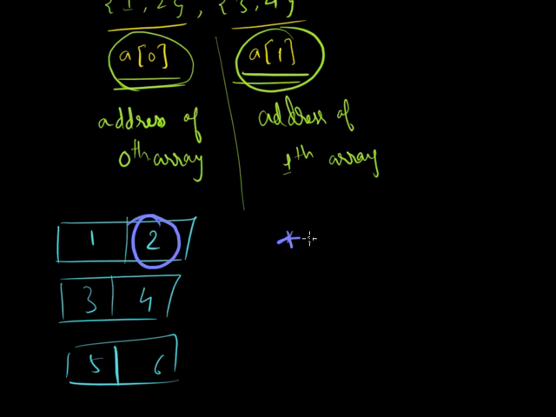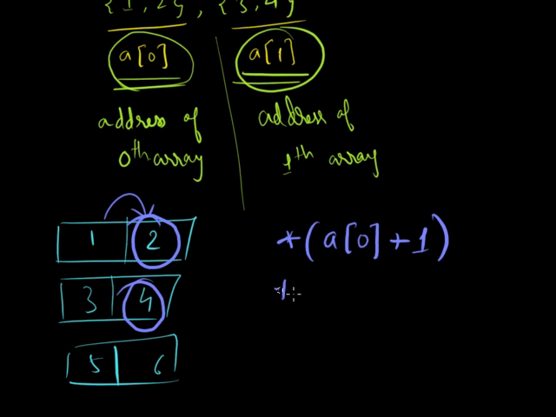So value of A0, that is the 0th row, and for the column we have to increment our pointer to the next address. So this is one ahead of the base address, so plus 1. For 2, value of A1 plus 1. So this way we access the elements of a 2D array using pointers.